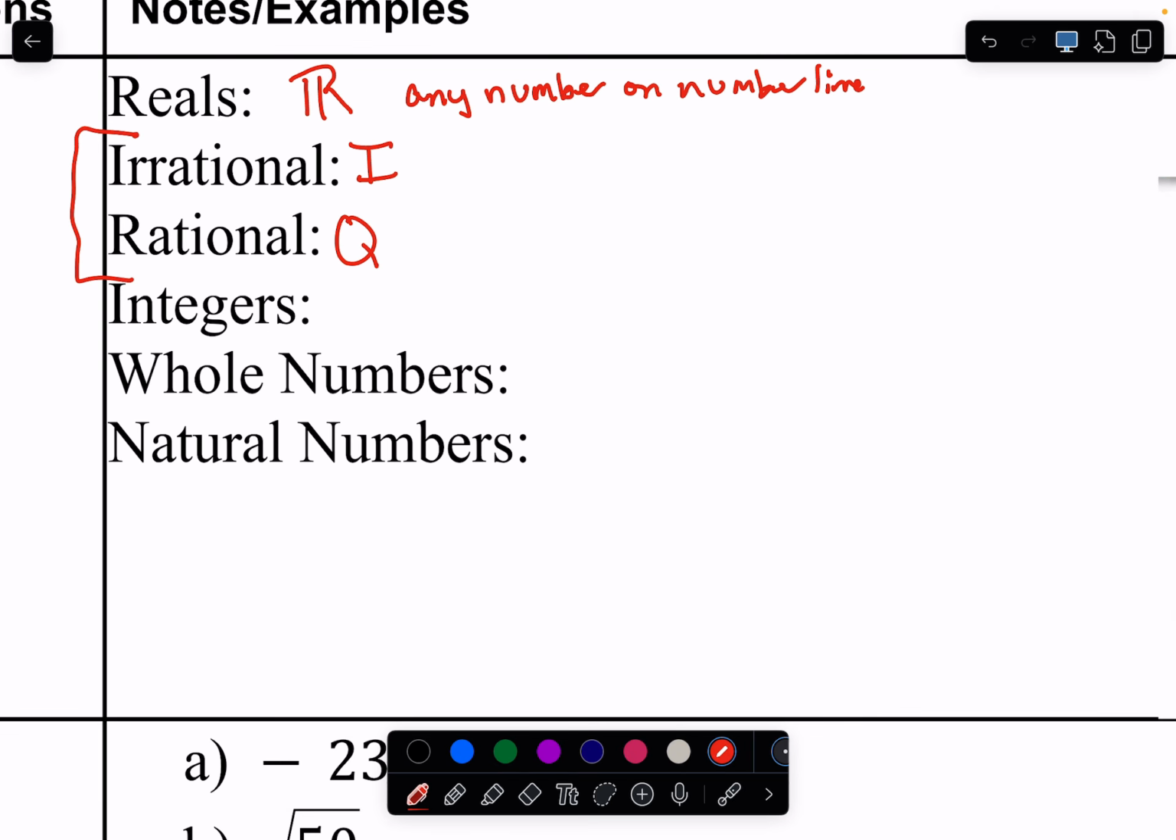I and Q. Now, let's talk about irrational first, because it's the easiest one in a way. That's numbers like pi, that 3.1415926 that keeps on going. If anyone is typing, if you do insert an equation, there's a pi symbol there you can type.